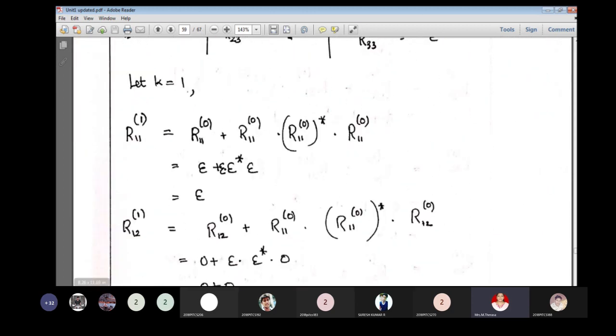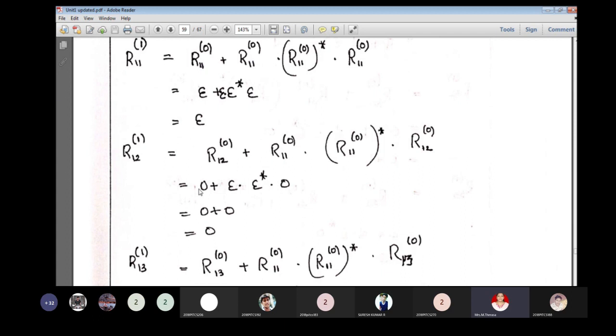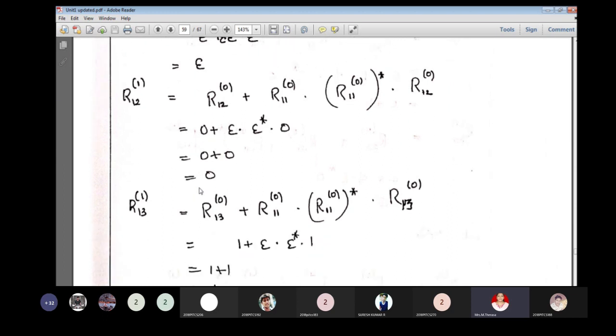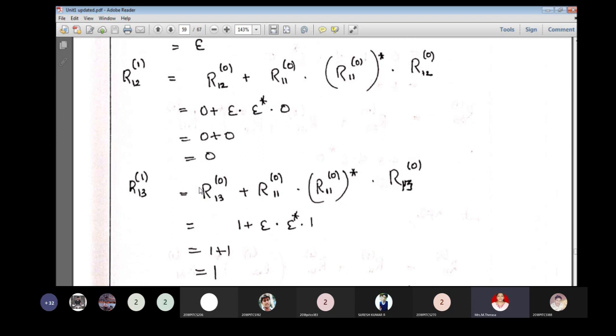So now find out R11 power 1, which is nothing but you have to expand the formula. R11 power 0, R11 power 0, R11 power 0 the whole star, R11 power 0. Then epsilon plus epsilon dot epsilon star epsilon, which is nothing but epsilon. R12 power 1, R12 power 0 plus R110 dot R110 the whole star dot R12 0, 0 plus epsilon dot epsilon star 0, 0 plus 0. Clear? Yes.